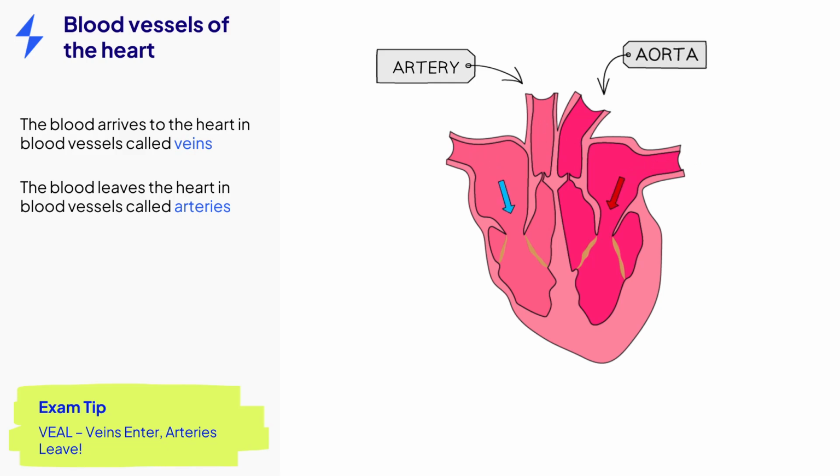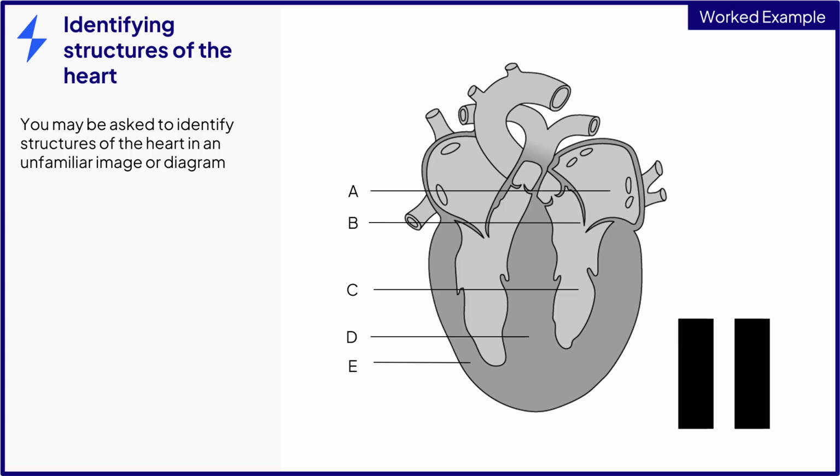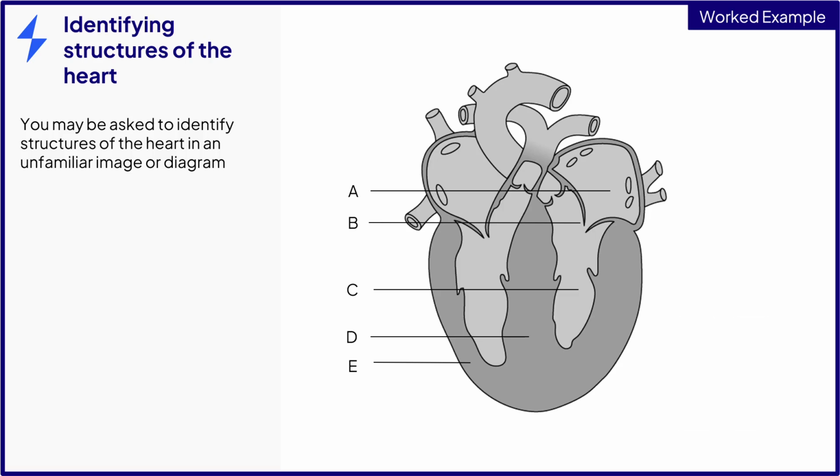Veins enter, arteries leave. Let's take a look at identifying some of these structures from a different diagram, such as you may be asked in an exam. Here you can see structures labelled A to E. Pause the video and see what you can identify. We'll go through the answers now and see how you did. First we have A, the left atrium. It is one of the smaller chambers which are always at the top of the heart.